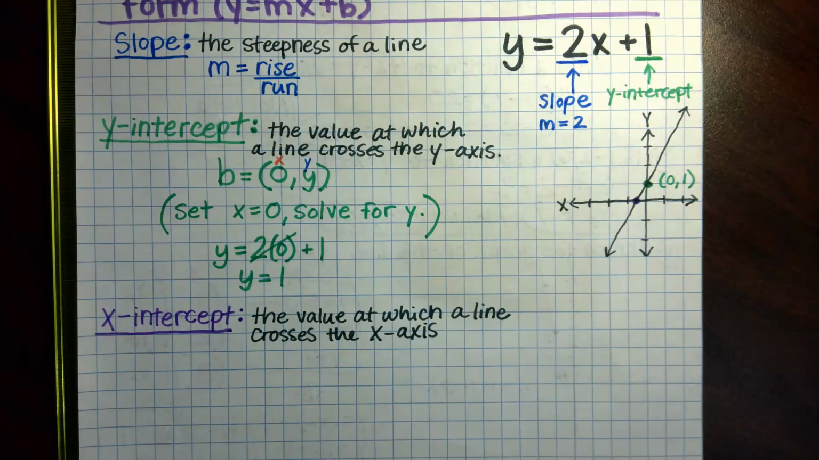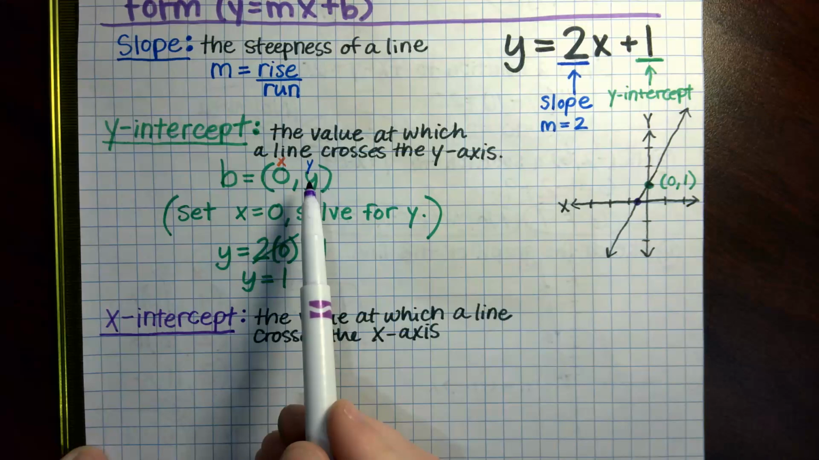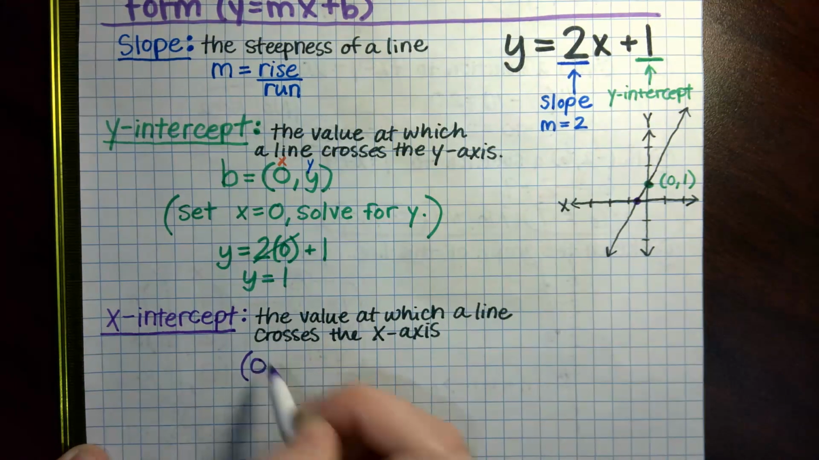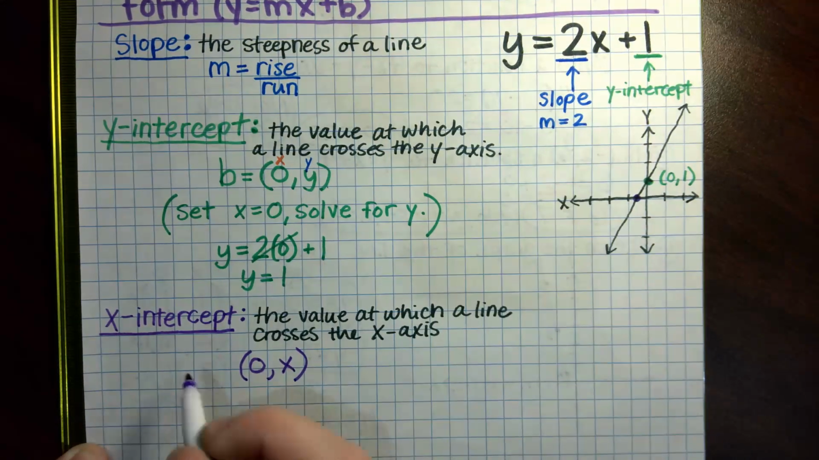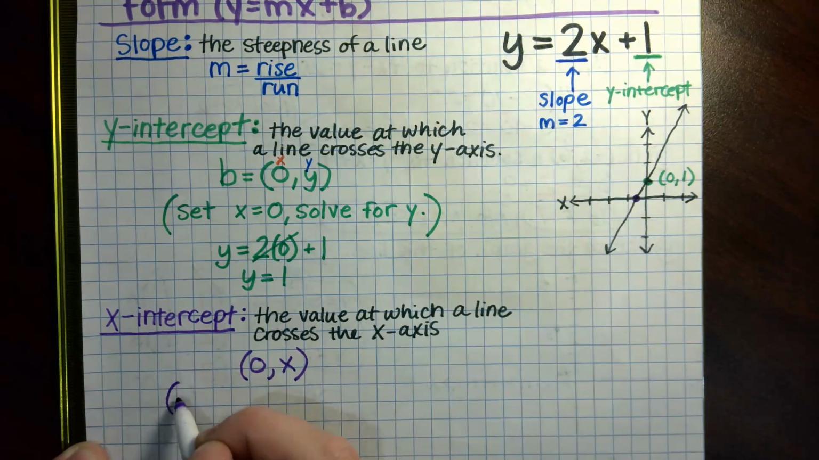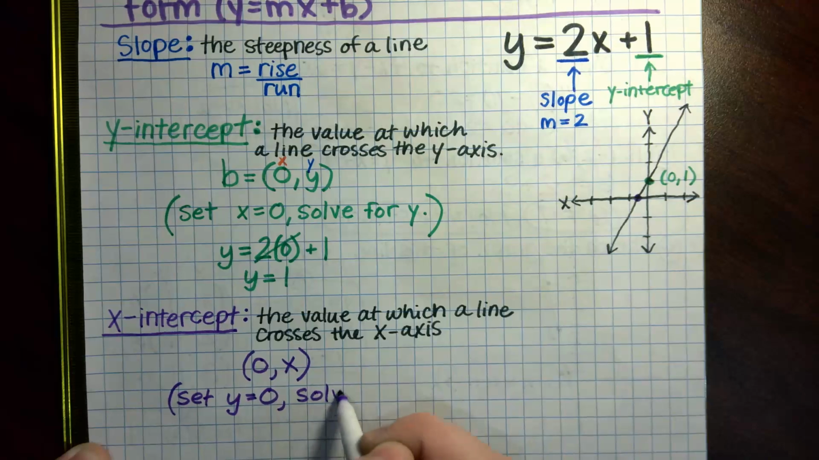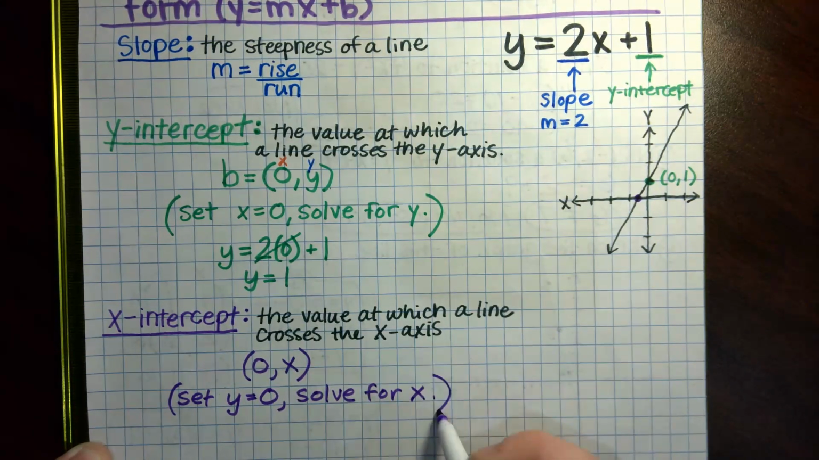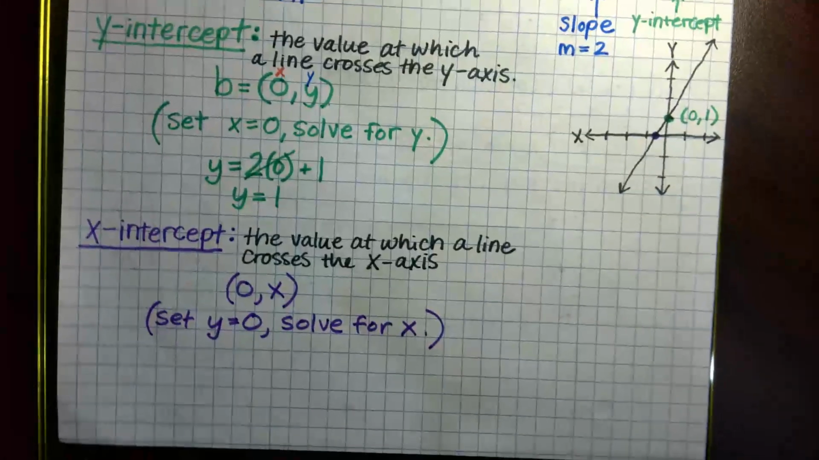So I'm going to label up here just how for the y-intercept, we set x at 0 and find y. For the x-intercept, we would set y at 0 and solve for x. So let me write that under here in parentheses. Set y equals 0, and then solve for x. Get that a little lower for everybody.